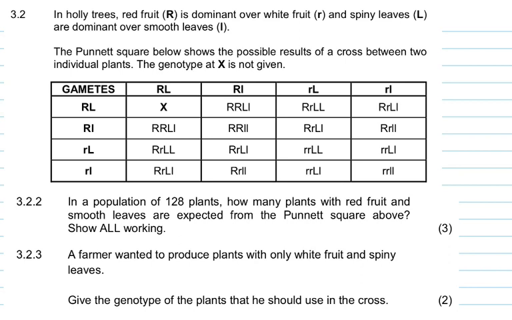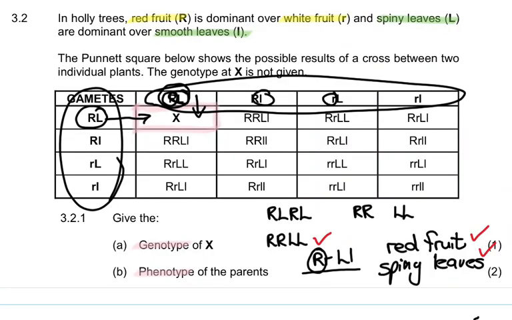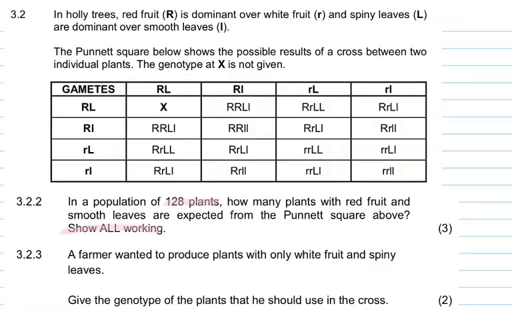Now in question 3.2.2, this one is a tricky one. Why? Because now suddenly they're throwing you with math. They say, in a population of 128 plants, how many plants with red fruit and smooth leaves are expected from the Punnett square above? And then they want you to show all the working. So now we're going to have to first figure out which one of these plants are red and have smooth leaves. Now if we go back to the original one, we'll see that red fruit means capital R.